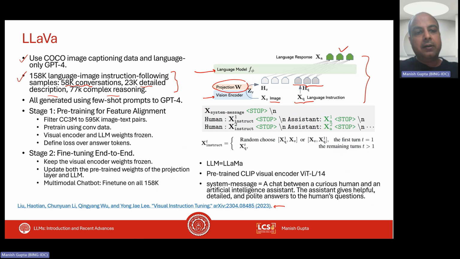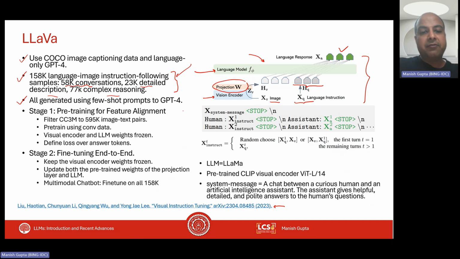All of these data sets, by the way, have been generated using GPT-4 itself, using few-shot prompting to GPT-4. Obviously the image-based GPT-4 in that sense, but the large language model they use is just the text-based GPT-4. So the pre-training is done in 2 stages for this model.